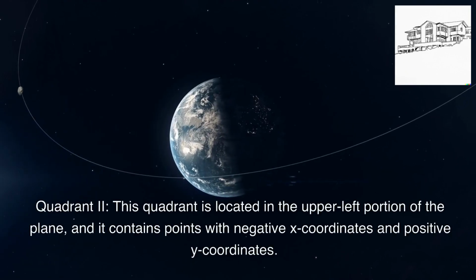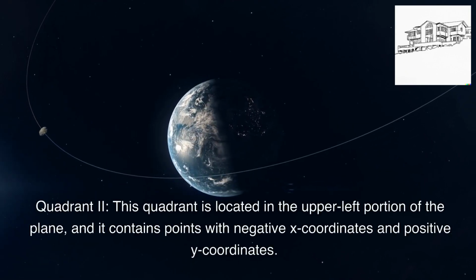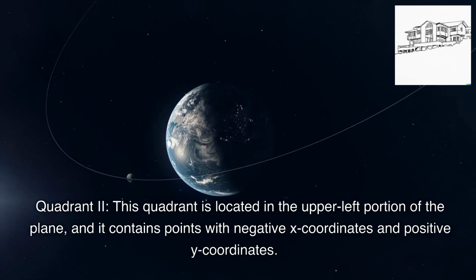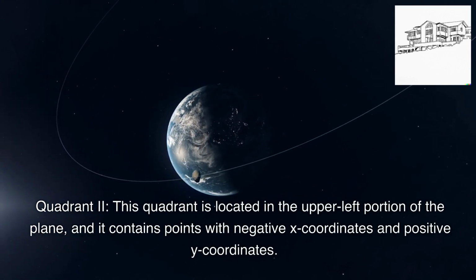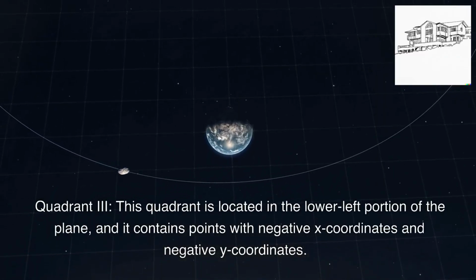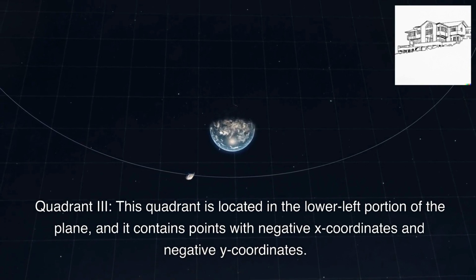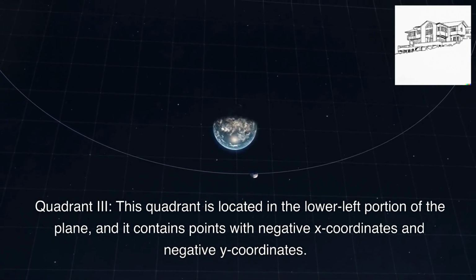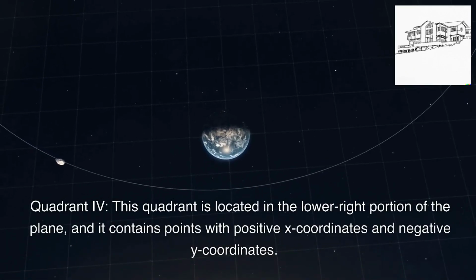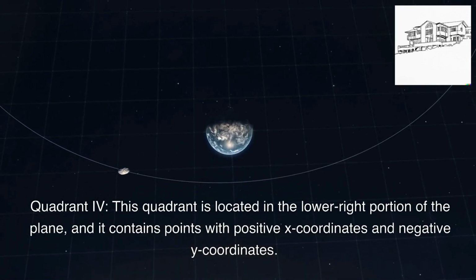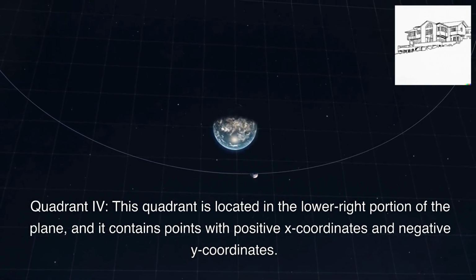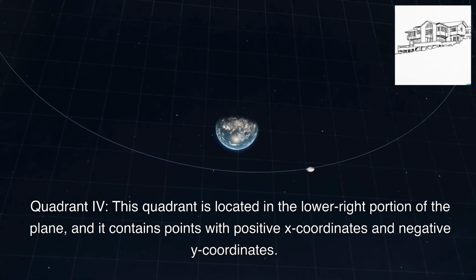Quadrant II. This quadrant is located in the upper left portion of the plane, and it contains points with negative x coordinates and positive y coordinates. Quadrant III. This quadrant is located in the lower left portion of the plane, and it contains points with negative x coordinates and negative y coordinates. Quadrant IV. This quadrant is located in the lower right portion of the plane, and it contains points with positive x coordinates and negative y coordinates.